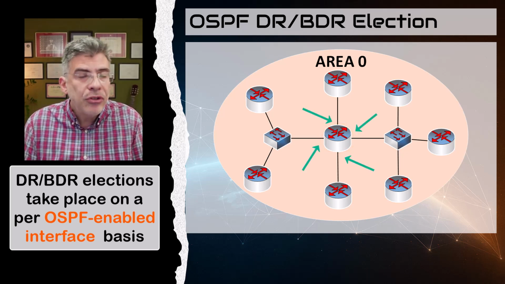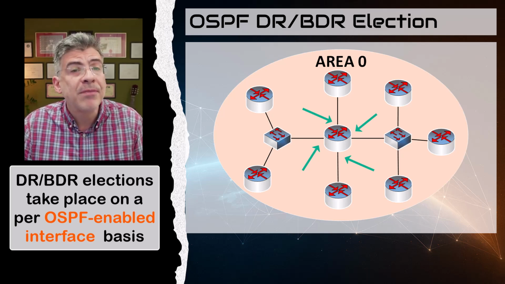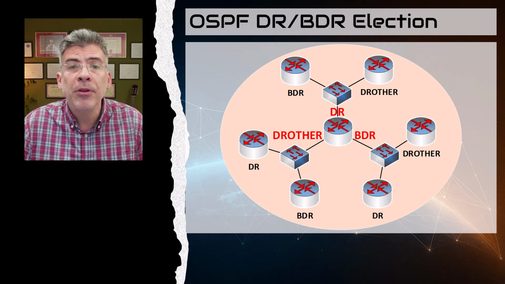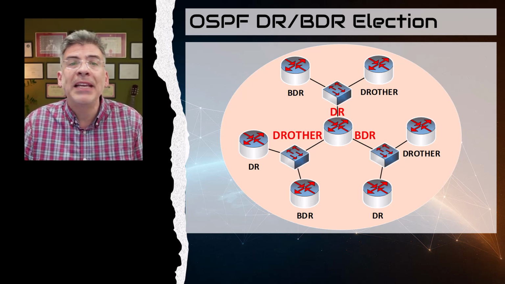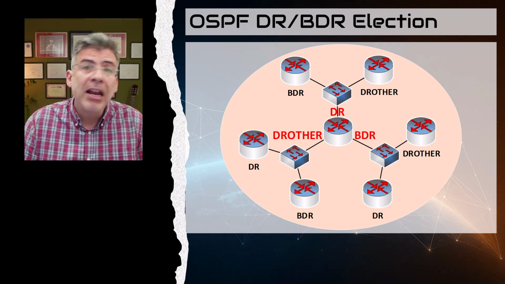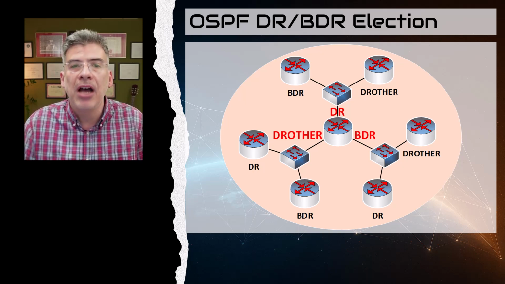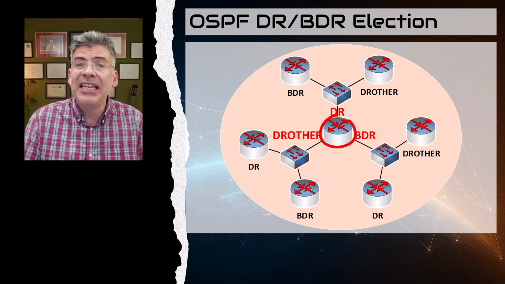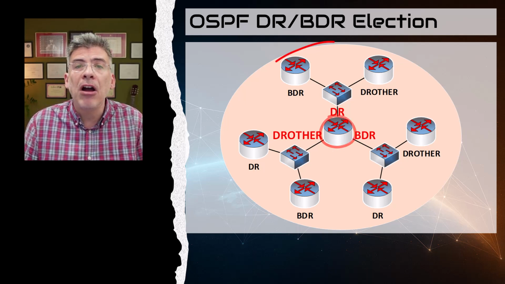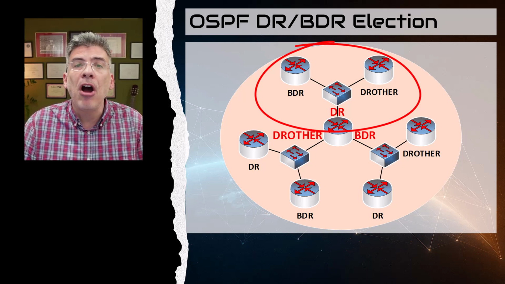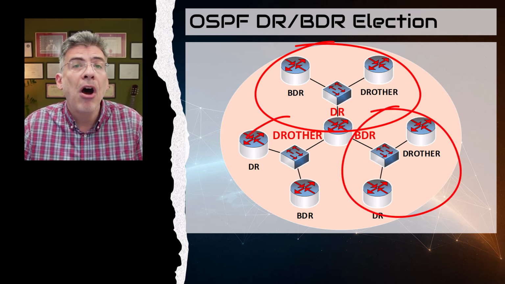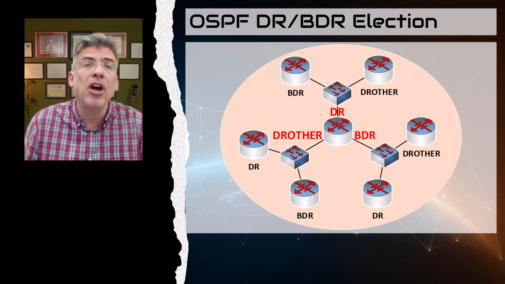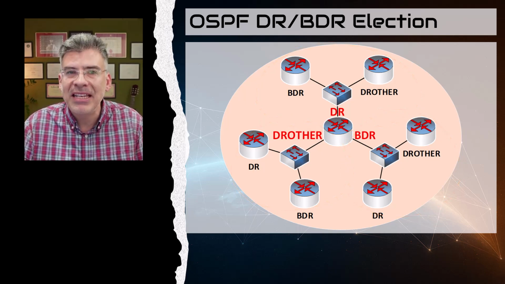That has some interesting implications that we must be aware of. For example, it is thus possible for a single router to become a DR, a BDR, and a DR other at the same time, but simply on different network segments. As you can see here, this router has become a DR on this network segment, a BDR on this one, and a DR other on this one. So DR-BDR elections take place on a per network segment basis.